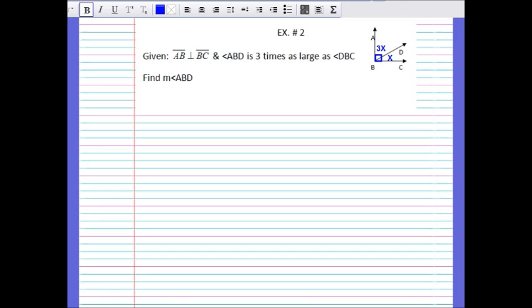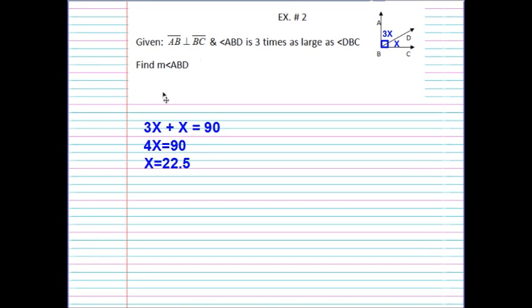So let's see what we got. For our X value, we should have gotten X equals 22.5. 3X plus X is 90, so 4X equals 90, therefore X is 22.5. So what's our final solution going to be? Once we plug in 22.5 for X and multiply it by 3, the measure of angle ABD is 67.5.